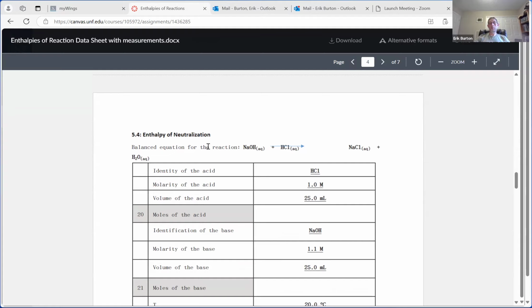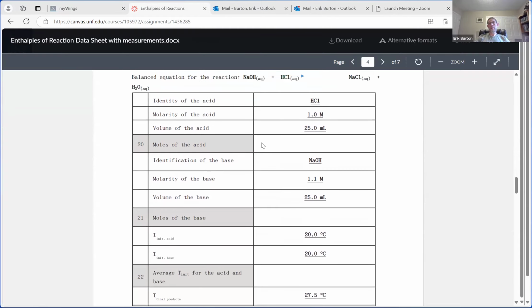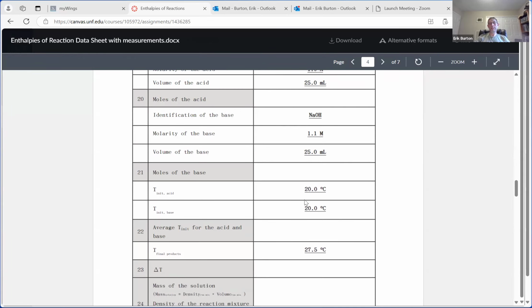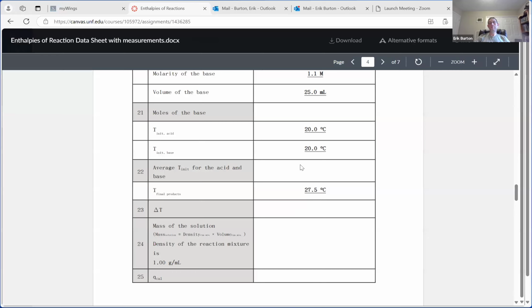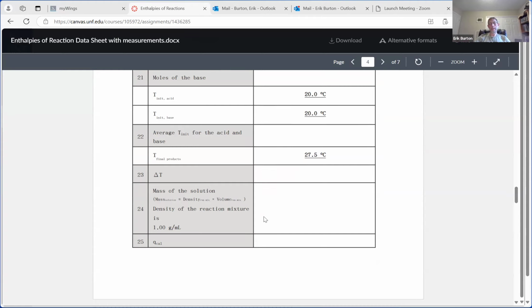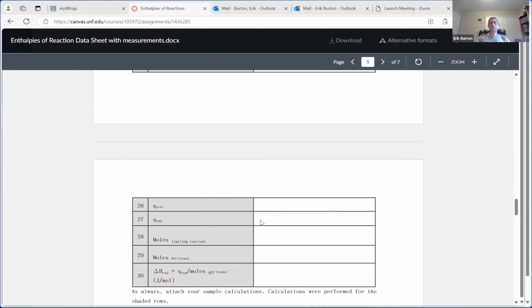Then you have enthalpy of neutralization, very similar. Liters times molarity equals moles for the acid, for the base. Get the average initial temperature, they give you the final temperature, calculate your delta T. Mass of the solution, again, you dump the acid and base together to make the total solution, so add them up. Q of the calorimeter, Q of the solution, Q of the reaction, moles of limiting reagent, again.